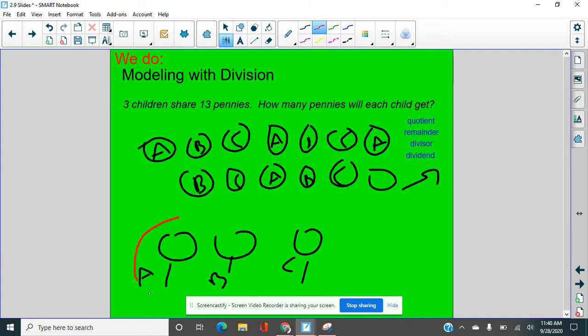Well, let's just look at A because we know that B and C get the same amount. A gets this one, this one, this one, this one. So how many pennies does each child get? 4 pennies. Remember to always label your answer with what it is. Pennies. 4 pennies. All right.